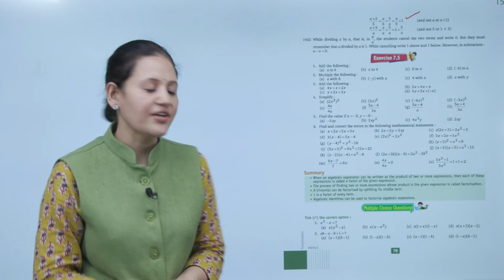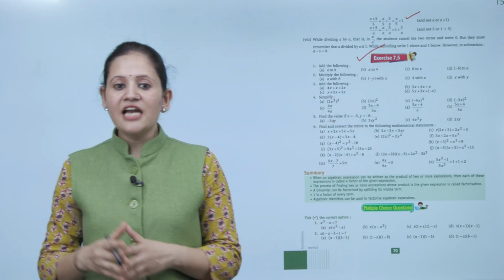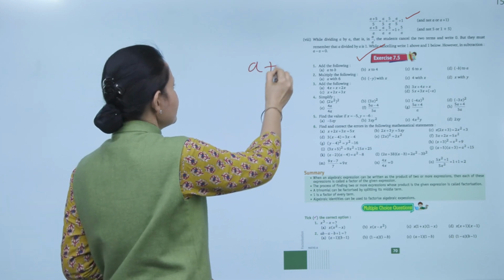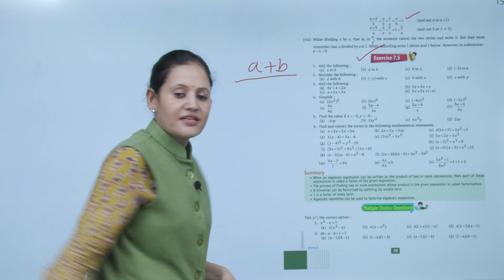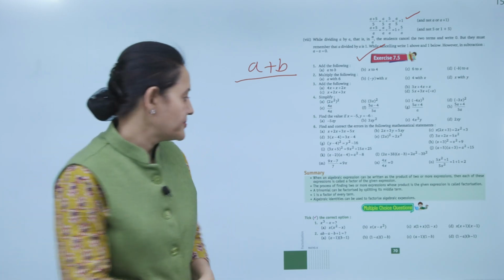Next is exercise 7.5. Add the following, a to b. So we'll write a plus b. Clear? Practice all the questions of this exercise. Next is the summary.